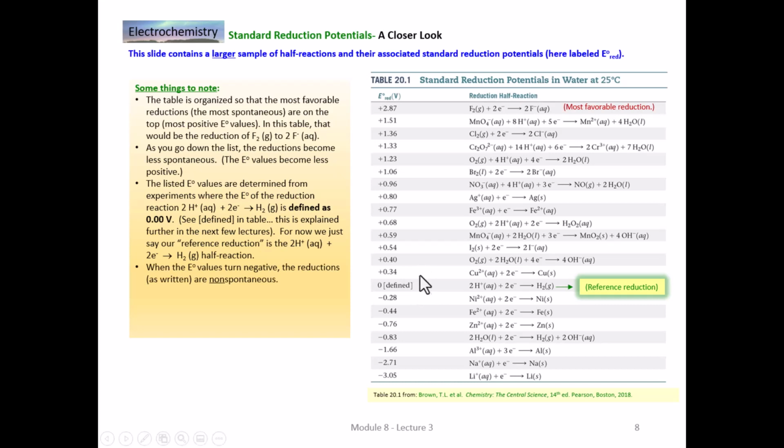Now when the reduction potentials turn negative, that means the reductions as written here become non-spontaneous, and actually become more non-spontaneous as we go further down on the table and the reduction potentials become more negative. The most non-spontaneous or least favorable reduction would then of course be the one on the bottom, and this one is listed as a reduction of lithium ion to lithium metal. So we'll put a flashing sign here denoting that this is the least favorable reduction on the table.